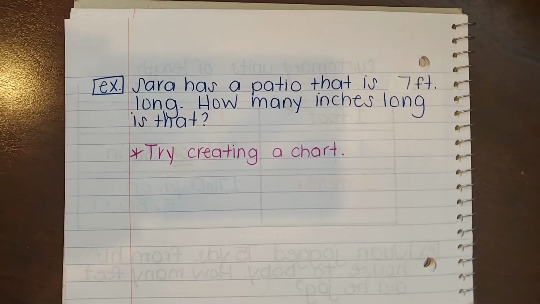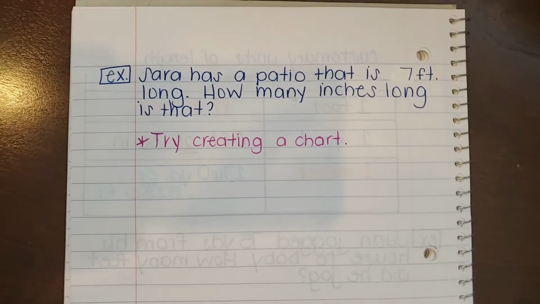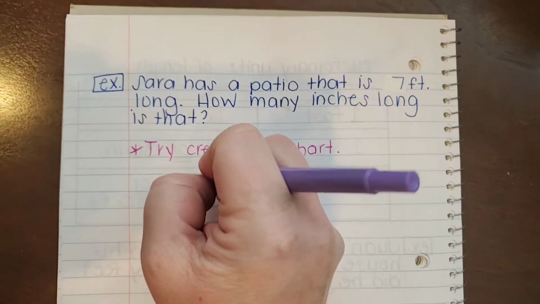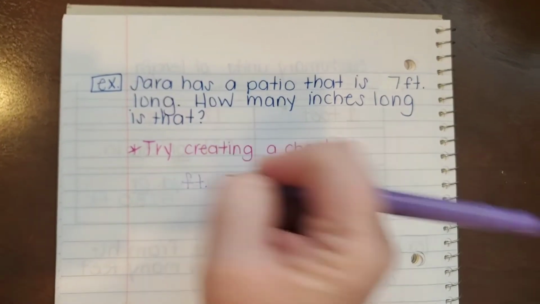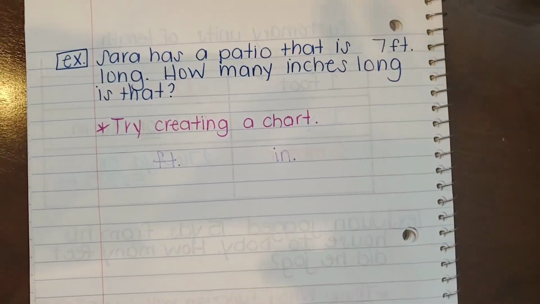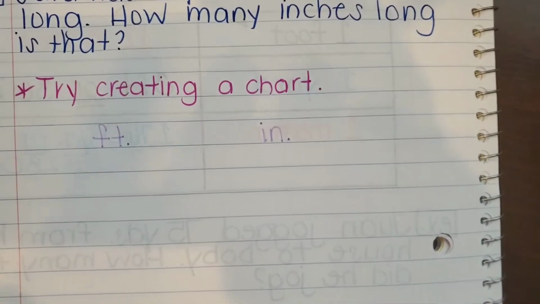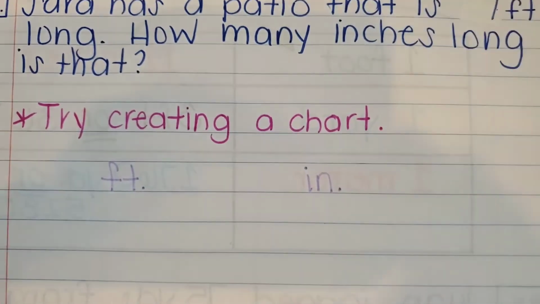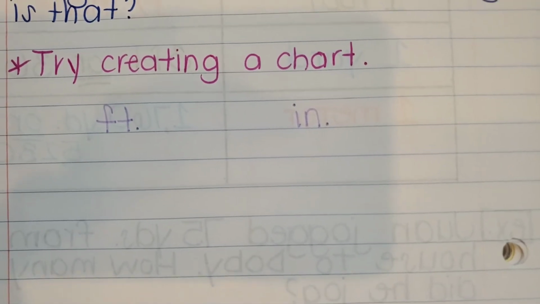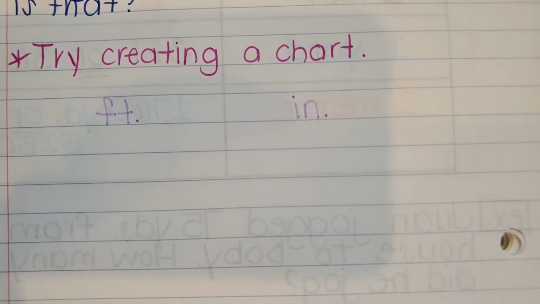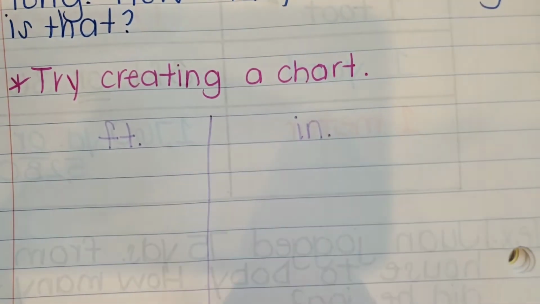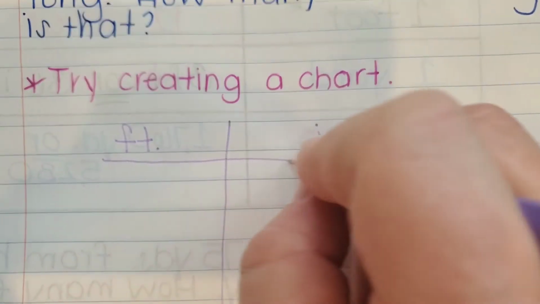So if we make a chart, we'll need to list our feet and our inches. Start getting used to those abbreviations too, and I'm going to move my phone closer now. Okay, so you should know the customary units and their abbreviations. So feet and inches would be FT for feet and IN for inches. Okay, so here goes our chart. Just draw a quick one. It doesn't have to be fancy.